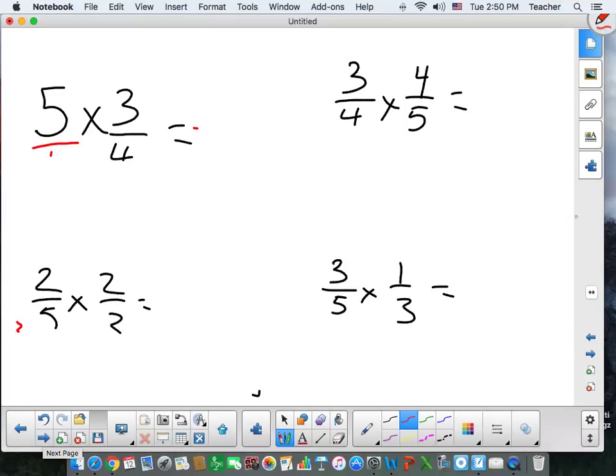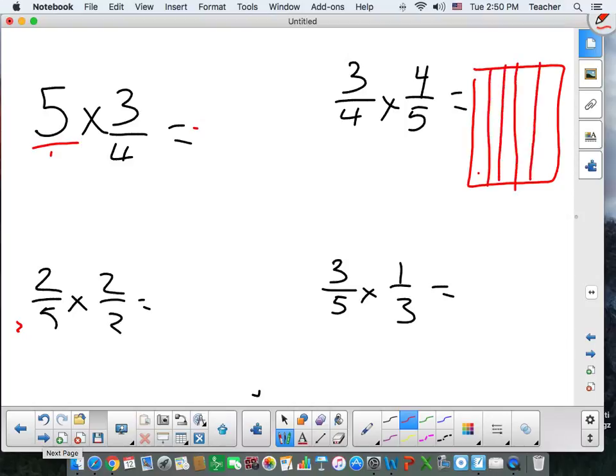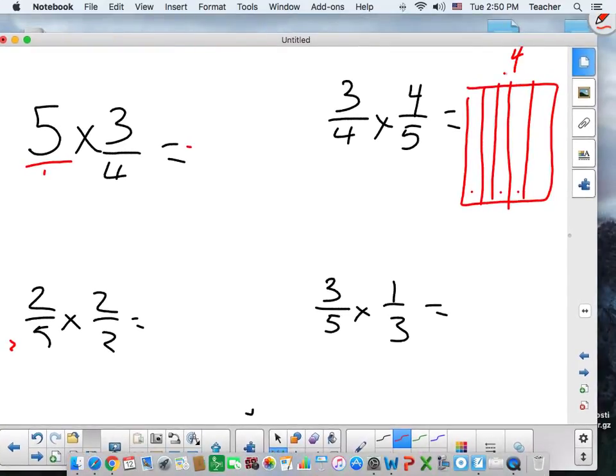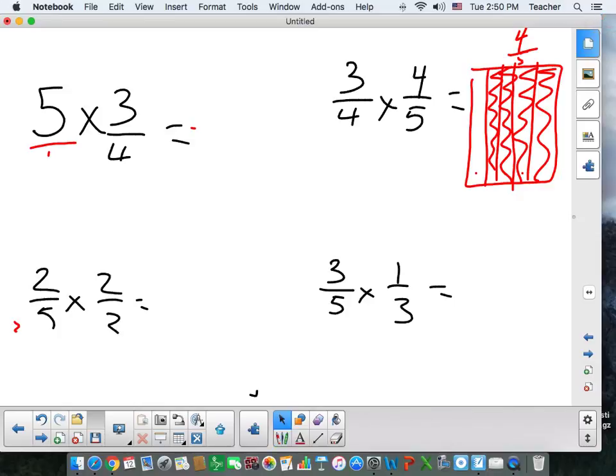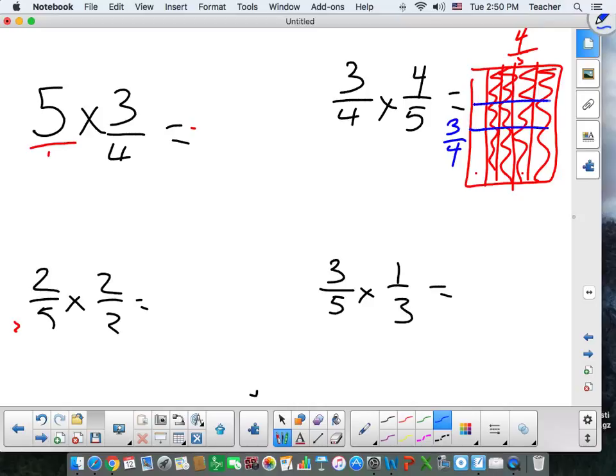All right, so if I have to draw this, you start with what you have. You have 4/5: 1/5, 2/5, 3/5, 4/5, 1, 2, 3, 4, 5. Excellent. 4/5. And in these 4/5, you actually have 3/4 of them, or 3 out of 4. Break this up into 4: 1, 2, 3, 4. And for each one, you have 3.